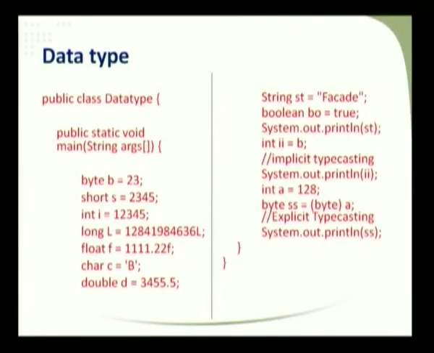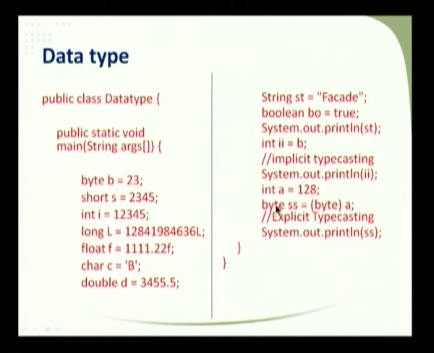Whenever I try to assign a value of lesser size to a higher size, for example here b is a byte and I am trying to convert that into an int, the typecasting happens implicitly. That is why it is said to be implicit typecasting.